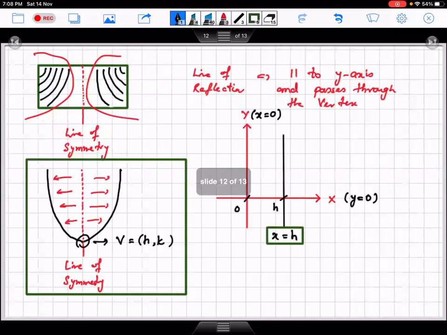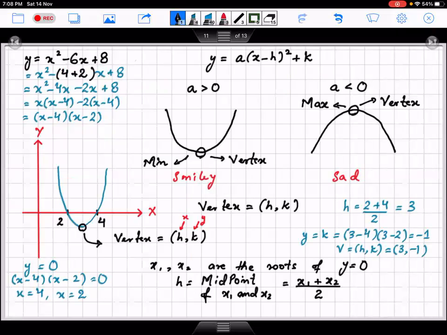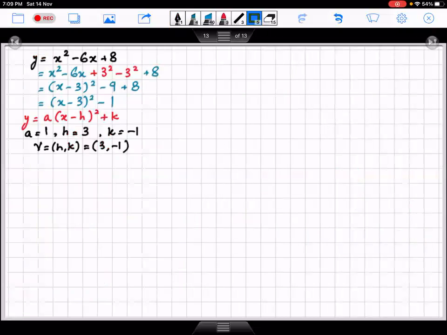Okay beta, whatever the value of the vertex is, we also call the vertex the turning point, because you can see that at the vertex the curve is turning either from down to up or from up to down. So the vertex is also known as the turning point, and in further studies of calculus we might see this as a stationary point.